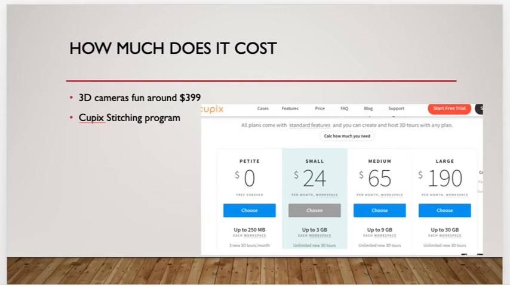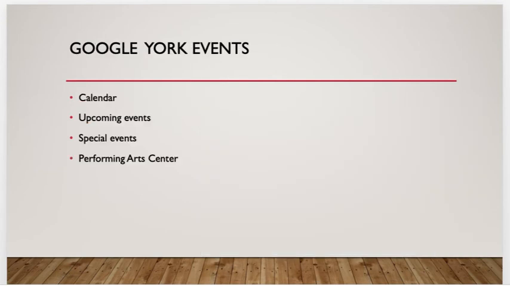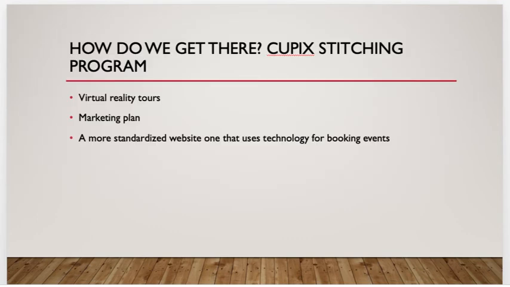We're going to have to set up a meeting with them and get them to come in and discuss the possibilities. We want to be at the top of the list when we Google college events, rentals at your college, etc. So we need to have those tags in our video. When we have a video, these tags will already be in there. How do we get there? We get there with a stitching program, virtual reality tours, a marketing plan, and a more standardized website, one that uses technology for booking events.